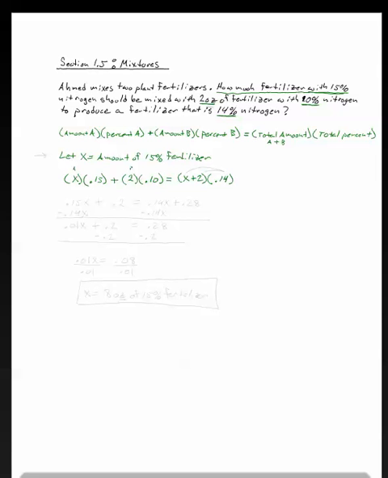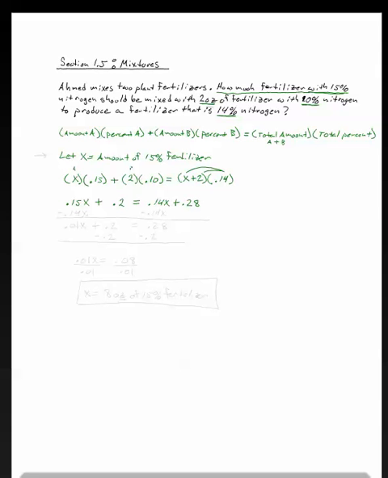Now let's simplify this a bit. X times 0.15 is 0.15x, plus 2 times 0.10 is just going to be 0.2, equals. Now, we want to distribute this 0.14 to the x and the 2. So it doesn't matter if it's in back, we can still distribute it. And that's going to give us 0.14x plus 0.28.